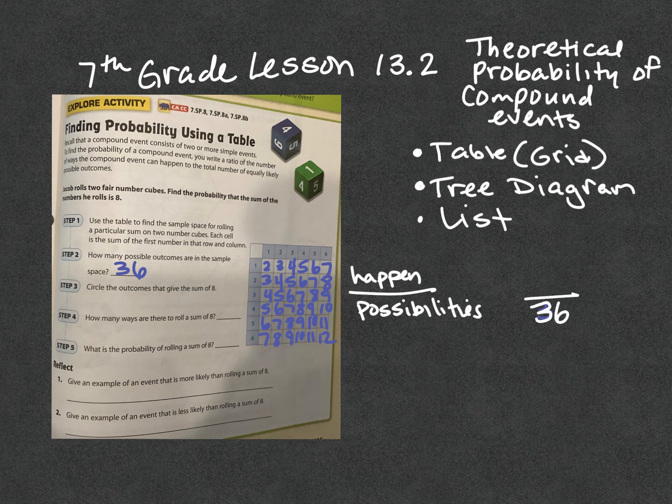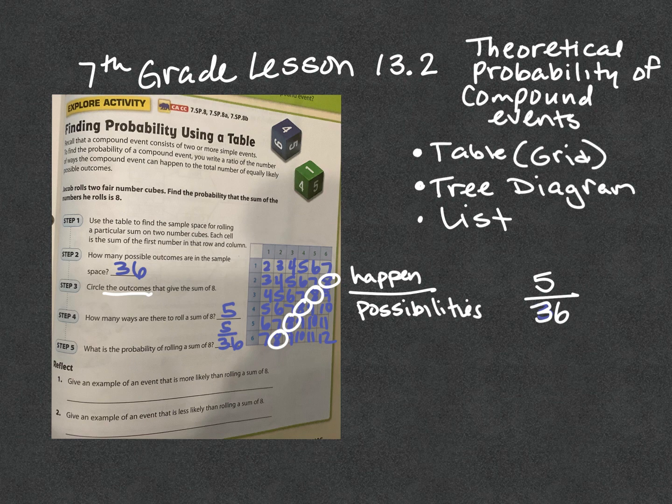There are 36 possibilities. Of those, they say circle the outcomes that give the sum of 8. There's one, there's one, there's one, there's one, and there's one. There is a total of 1, 2, 3, 4, 5 chances that that will happen. So there are 5 ways. What is the probability of rolling a sum of 8? There is a 5 in 36 chance.